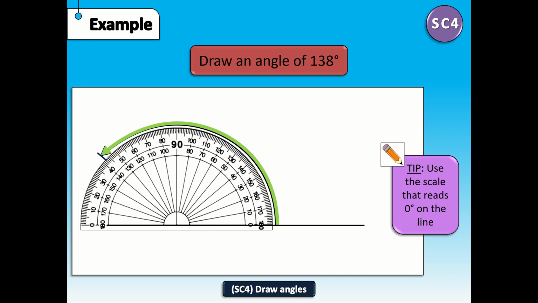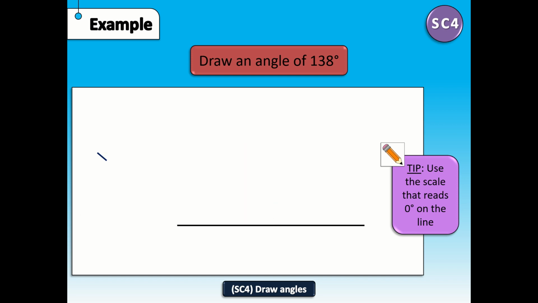Remember, it's an obtuse angle. We then remove our protractor and we draw the rest of the line. So this angle here is 138 degrees.